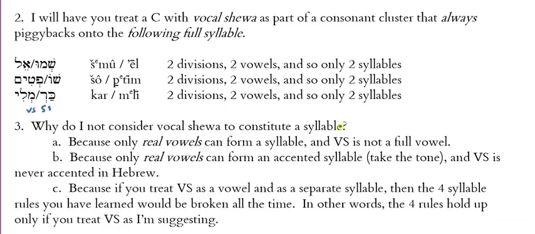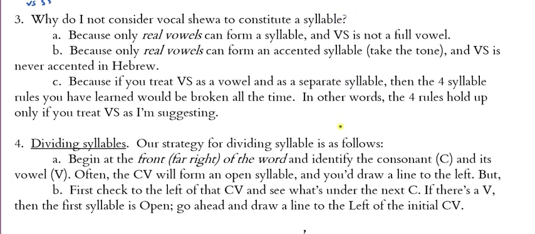Now, why do I not consider a vocal shiva to constitute a syllable? If you look at different Hebrew grammars for first-year Hebrew, some will treat the vocal shiva as a vowel, and some will not. I go with the group that does not. Several reasons here. First of all, real vowels, and only real vowels, can form a syllable. And since vocal shiva is not a real vowel or a full vowel, I don't consider vocal shiva to constitute a syllable. Secondly, because only real vowels can form an accented syllable. That is, only real vowels can take the tone. And vocal shiva is never accented in Hebrew. You will never see an accent on a vocal shiva.